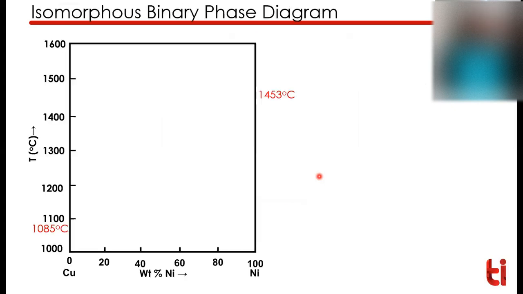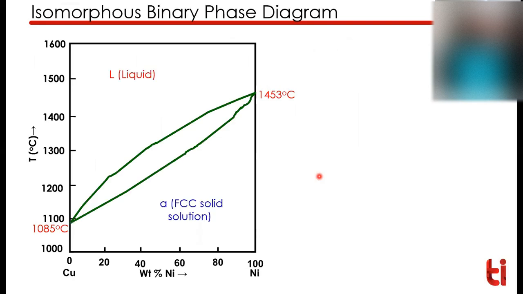So this is the isomorphous phase diagram, copper-nickel. This I had drawn just before. I mentioned the mixture we call alpha. Alpha is an FCC solid solution of copper and nickel. And this is my two-phase region, liquid plus alpha. The boundary separating the two-phase region, liquid plus alpha, from liquid is called the liquidus. And the boundary separating the alpha solid solution from the two-phase region is called the solidus. Always remember these names, liquidus and solidus.